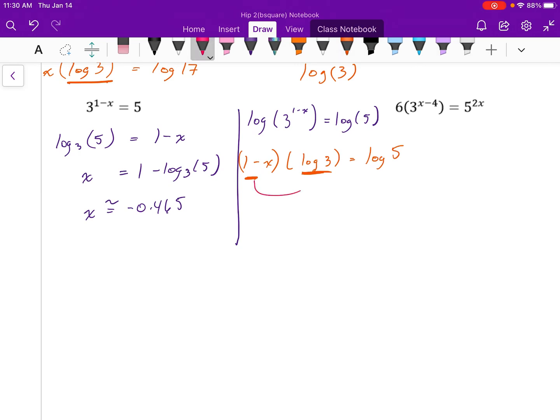So what am I going to do? Now, the hard thing I think for many people to think about is that log 3 is just a constant. So I'm just going to multiply my binomial by this constant. And what I get is log 3 minus x times log 3 is equal to log 5.